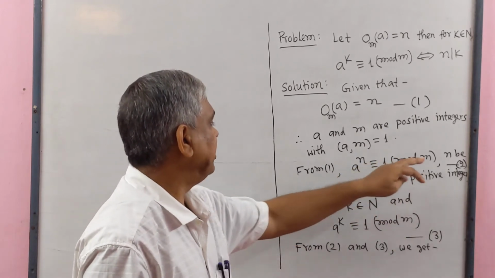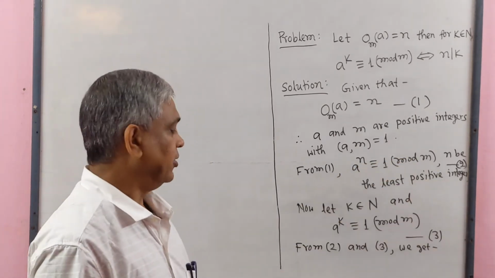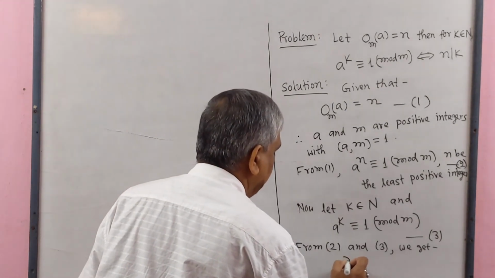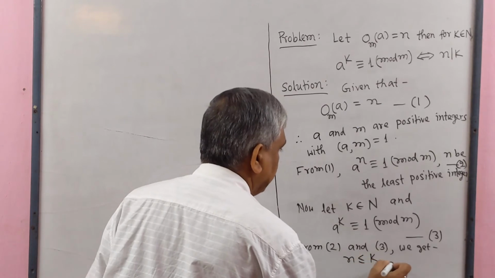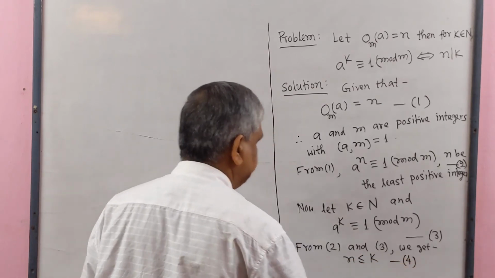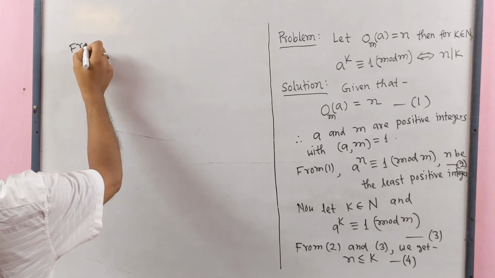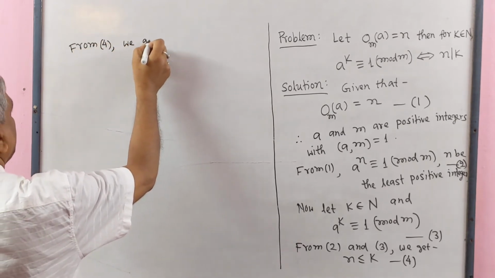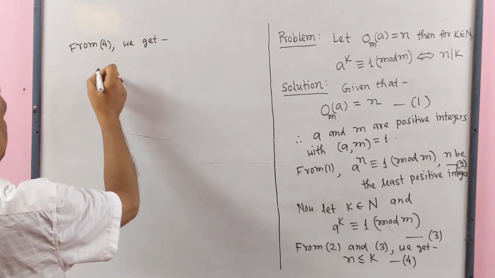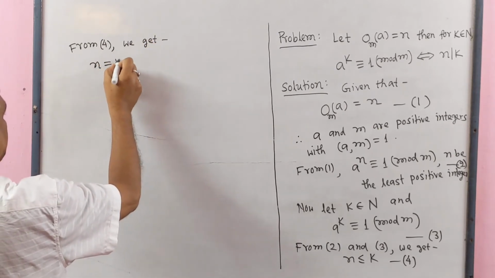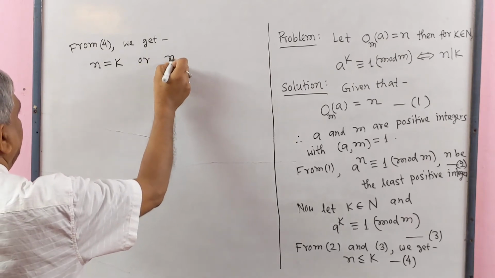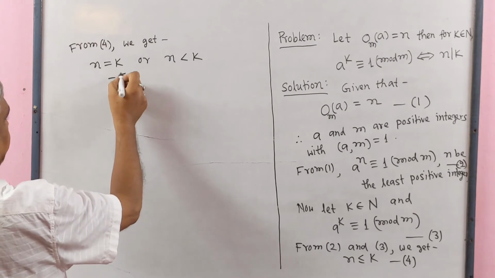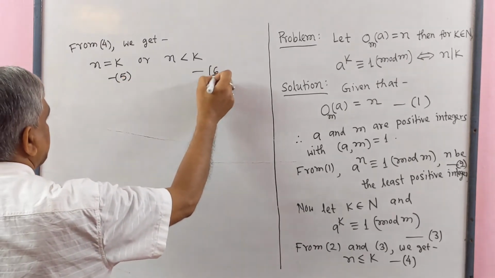But N is the least positive integer. Therefore, N is less than or equal to K. This is number 4. From 4, we get N equal to K or N is less than K. This is number 5 and this is number 6.